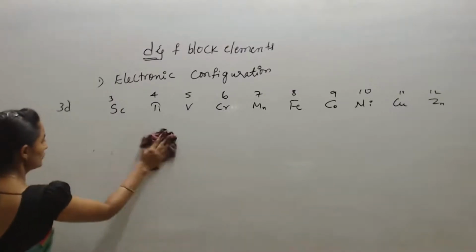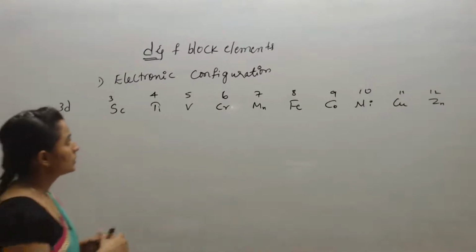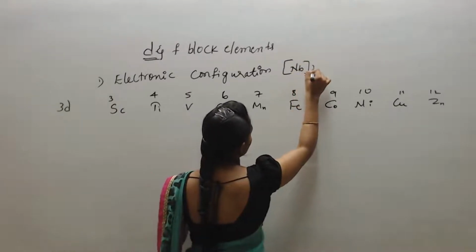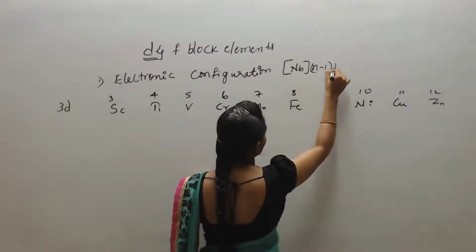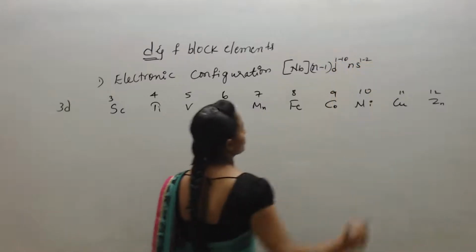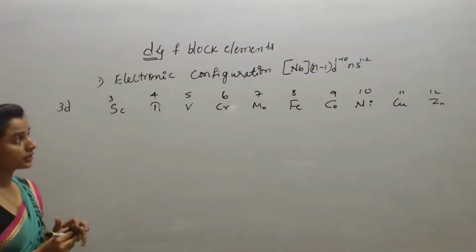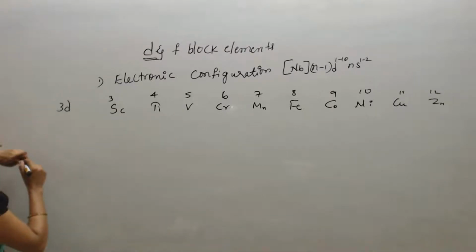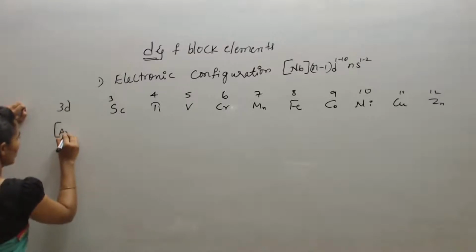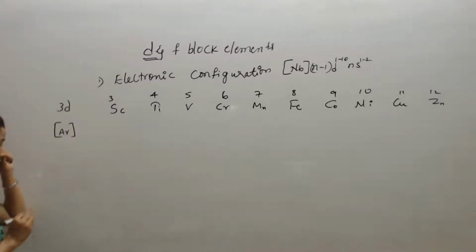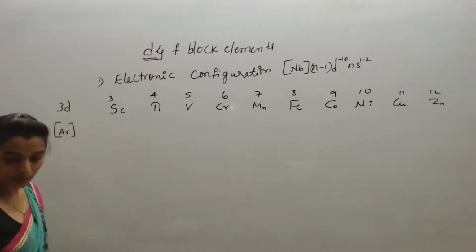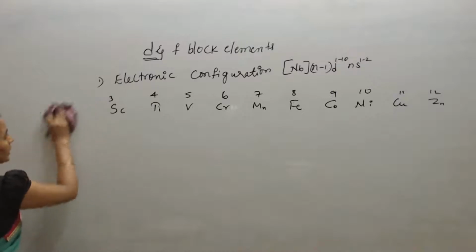Okay, so listen, as I told you, the configuration is noble gas (n-1)d 1 to 10, ns 1 to 2. So students, I didn't consider noble gas here. Otherwise, I write the noble gas present here, which is argon, that is atomic number 18. The atomic numbers I'll write later.